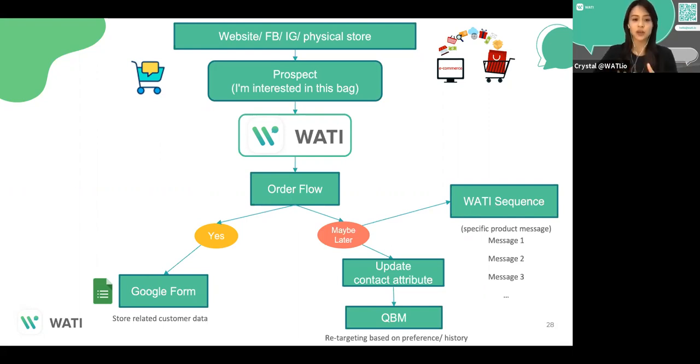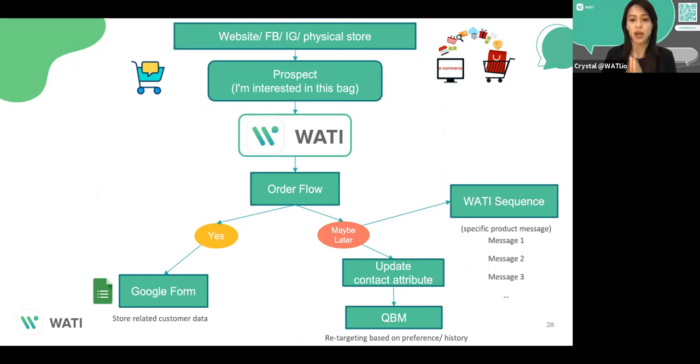If they say yes, we will be collecting their preference and also the order form, which we can collect in spreadsheet format. And if they are still considering whether to purchase the product as a prospect, there are a few things that we can do to retarget them. First of all, we can use a sequence message to send them specific product messages to offer them different things, like a promotional code or free shipping code, for example, that's product related.